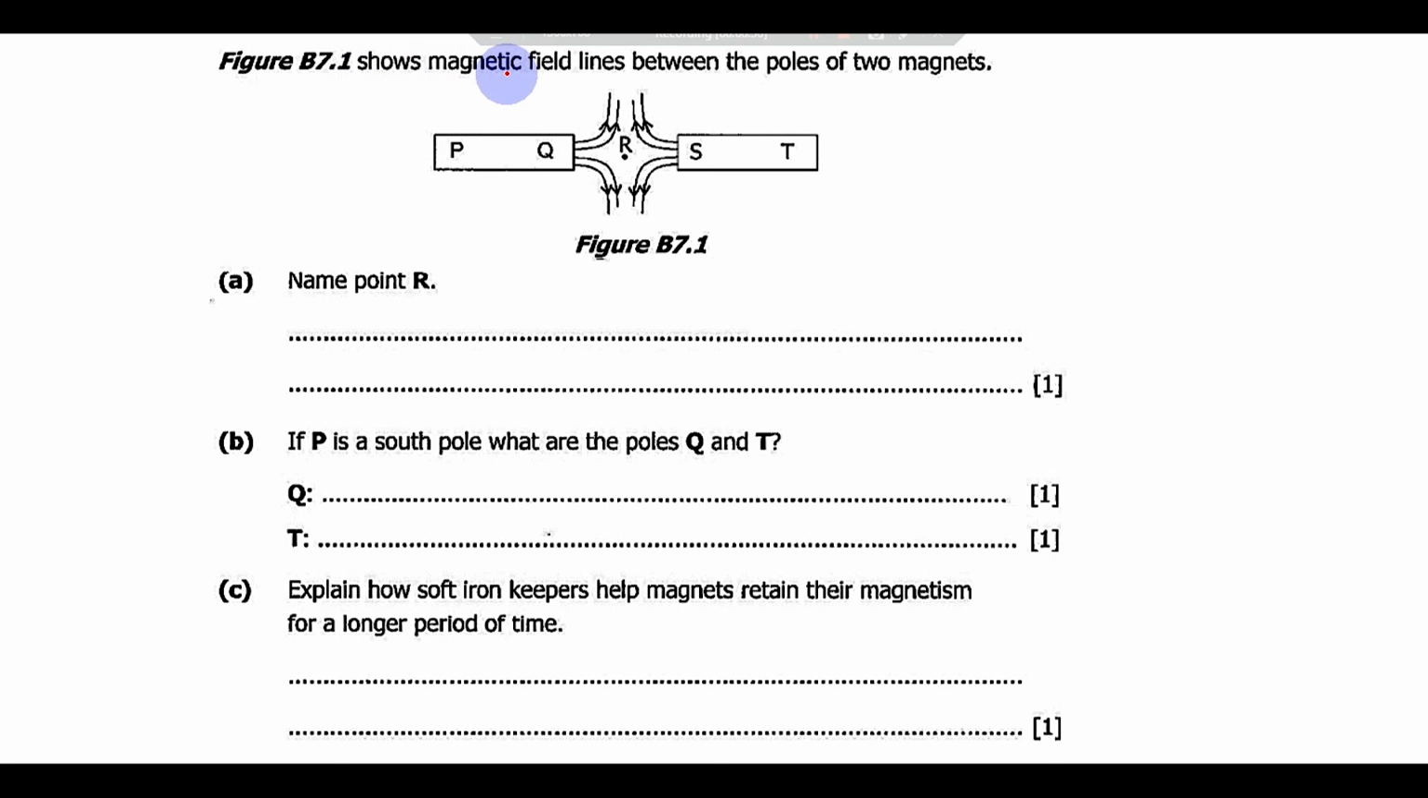Question 3. Figure B7.1 shows magnetic field lines between the poles of two magnets. Name point R. When you look at point R, it is in the middle here. There are magnetic field lines there, if you pay attention, and the arrows. Then there is this point here. So there is no magnetic field where R is. That particular point is what we call a neutral point, because there is no magnetic field. So it's a neutral point.